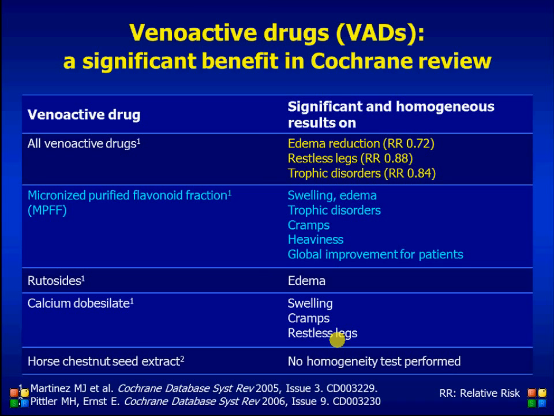So if you look at the Cochrane review, what are the actions of the venoactive drugs? In the Cochrane review, that is Martinez and Peters, the reference, all active drugs lead to edema reduction, restless legs, and trophic disorder. And you can see that there are different actions concerning MPFF, rutosides, calcium dobesilate, horse chestnut and Ruscus extracts. So we have, according to the Cochrane review, different actions related to the venoactive drugs.